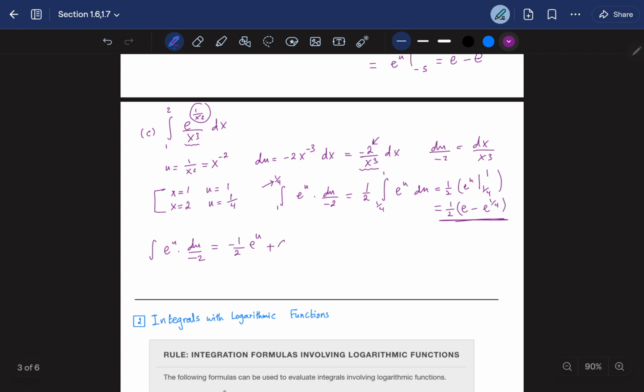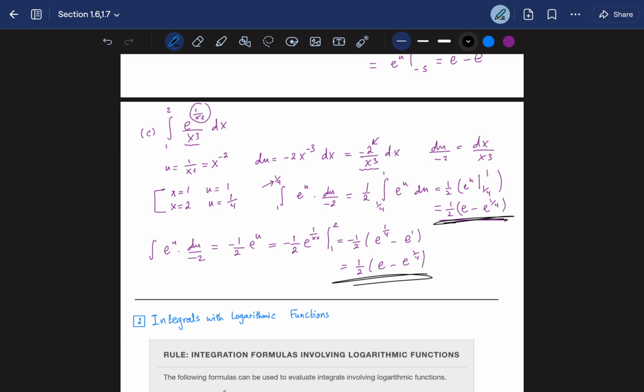Now, instead of adding a c here, what I do is I substitute the value back in, which is 1 over x squared, and I use my original bounds, which is 1 and 2 for the values of x. So if you now do upper minus lower, if you take negative as a common factor, you're going to get 1/2 e minus e to the 1/4. And if you notice here, I got the same answer. So it kind of depends on the question.